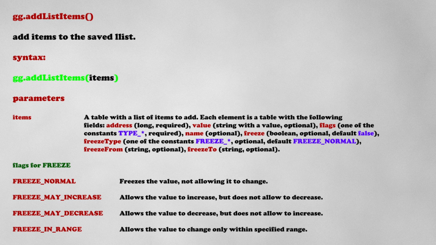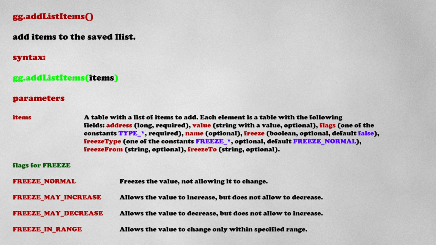gg.addListItems. Add items to the saved list. Syntax: gg.addListItems, items. Parameters: items, a table with a list of items to add. Each element is a table with the following fields. Address, long, required. Value, string with a value, optional. Flags, one of the constants type_**, required. Name, optional. Freeze, boolean, optional, default false.